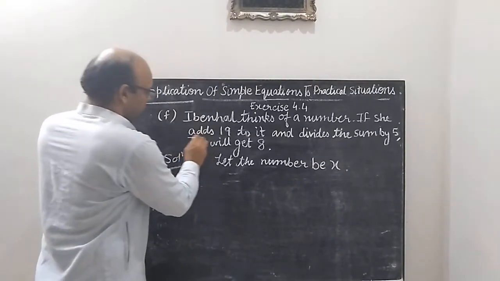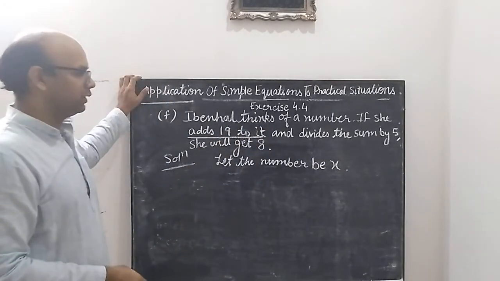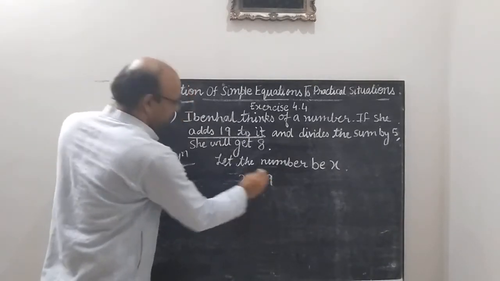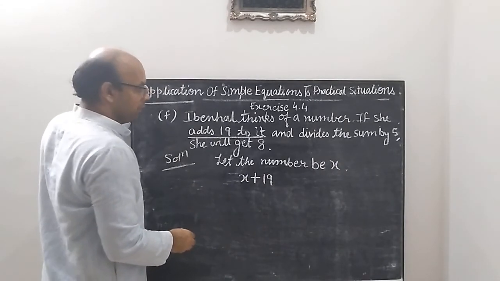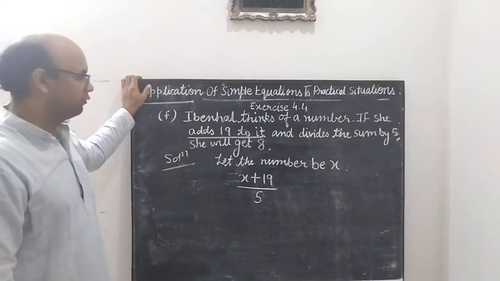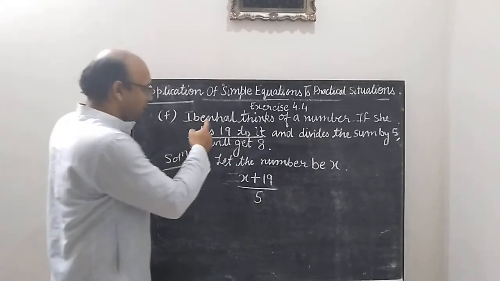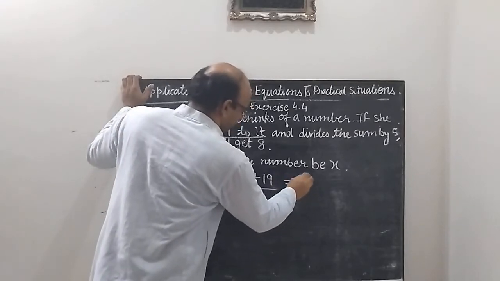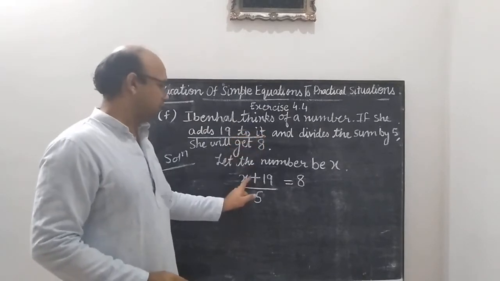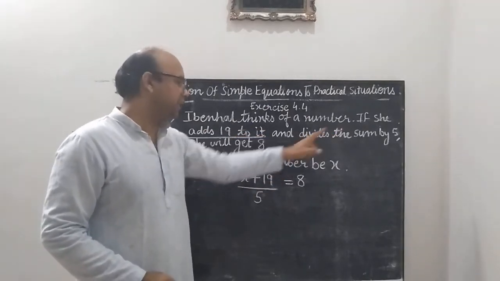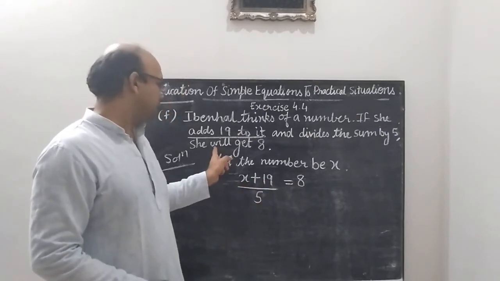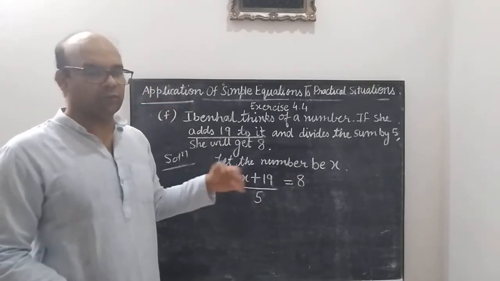The first step is to add 19 to it, so x plus 19, and divide the sum by 5. What we get, what Ivanhoe got, is 8. So if she adds 19 to it and divides the sum by 5, she will get 8. That is equal to 8.